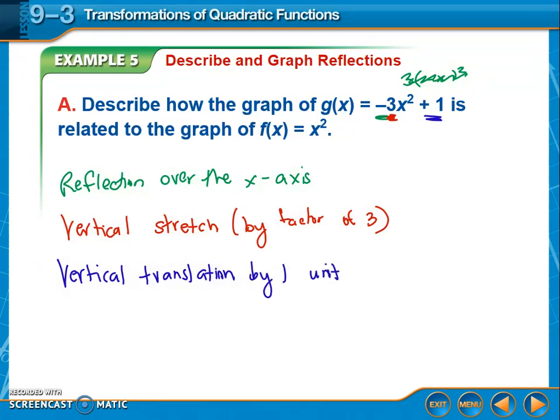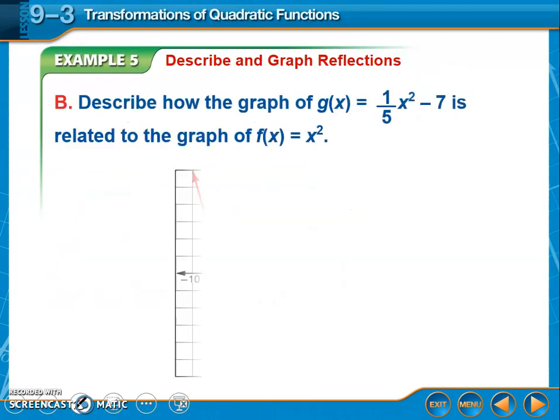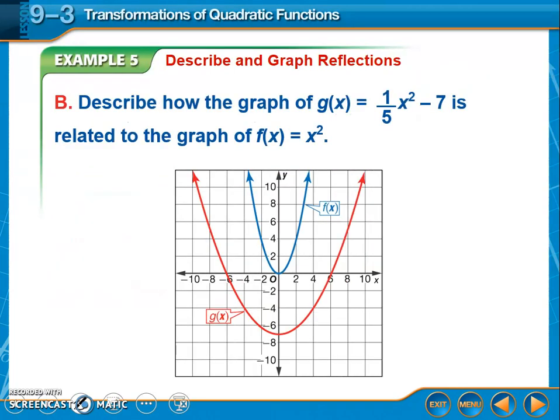Okay, so you guys should be able to look at any equation and see what you're doing to it based off of the original x squared graph. So for this one, this minus 7 shifts it down 7, so it moves it down here. And that 1/5 is going to make it wider. So instead of being like this, it gets wider, like that.